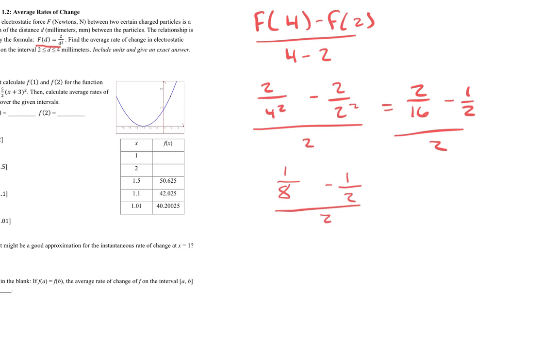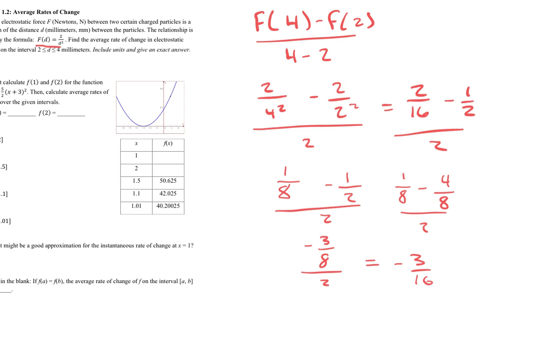And so to add or subtract fractions, we need common denominators, which means that we can go ahead and write this 1/2 as 4/8, over 2. So now 1/8 minus 4/8 is going to be negative 3/8, and we're going to divide this by 2. So if we divide this by 2, we get negative 3 over 16.